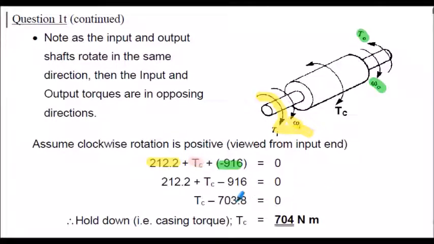So what I'm going to do is rearrange the equation. We transpose the equation to find Tc. So just transposing, I get 704 Newton meters. Now I know the torque on the casing. If I know the distance between the bolts that are holding the motor in place, I can find the tension force on the bolt. I can then design my bolts and secure my gearbox to the ground.